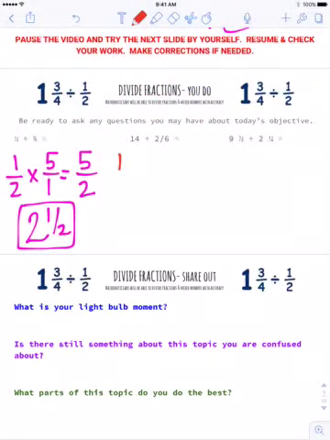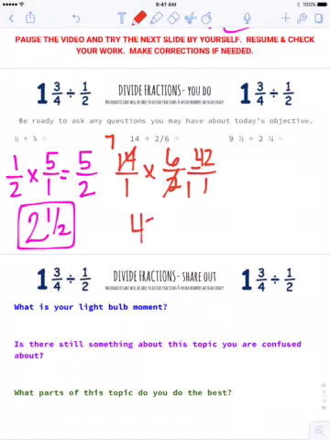For 14, you should have put it over 1, multiply by the reciprocal, 6 halves, cross cancel. So 2 gives you 1, 14 divided by 2 gives you 7. So that should have given you 42 over 1, so final answer of 42.